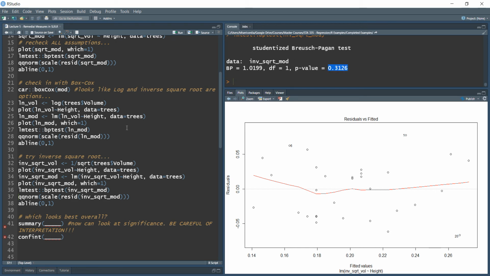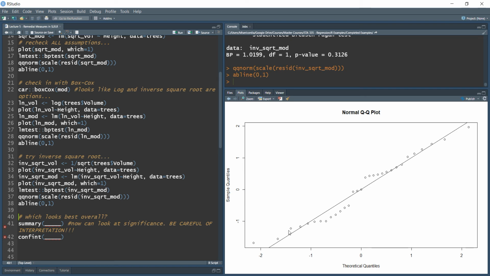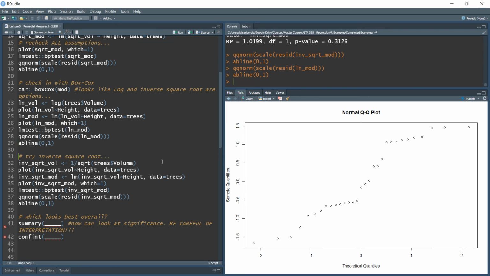In fact, the p-value is even higher than it was with the log transformation. Checking out the normality assumption, one nice thing about this transformation, there might be a little bit of a lazy S shape here, but certainly in comparison to the natural log, it is much better. So the inverse square root transformation also seems to have done a better job in terms of fixing normality. So now we need to determine which is best overall to go with our interpretation.